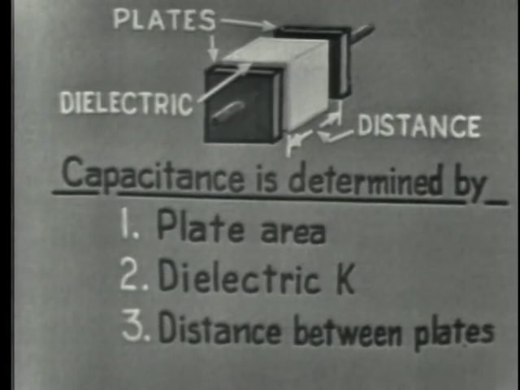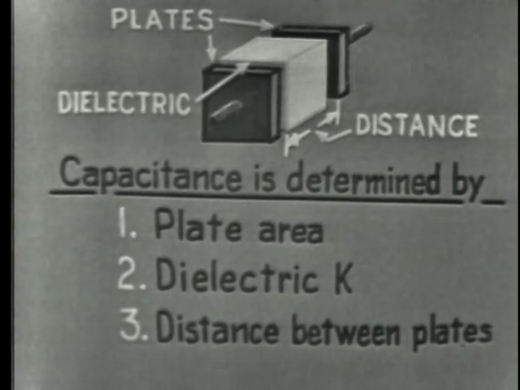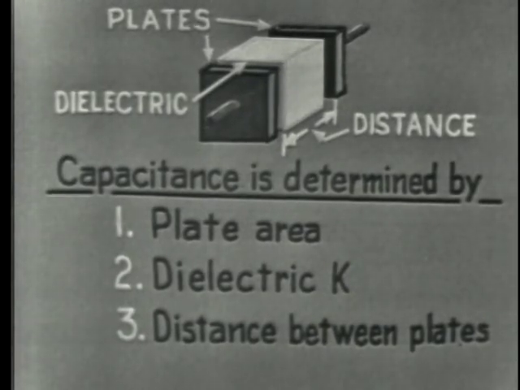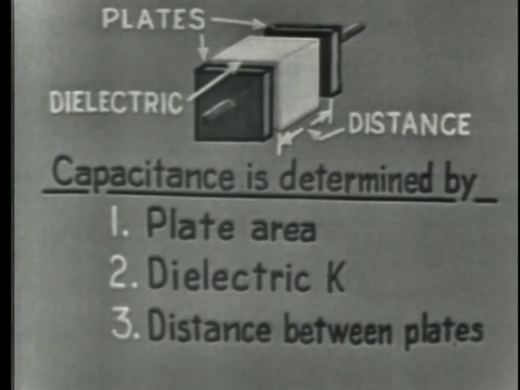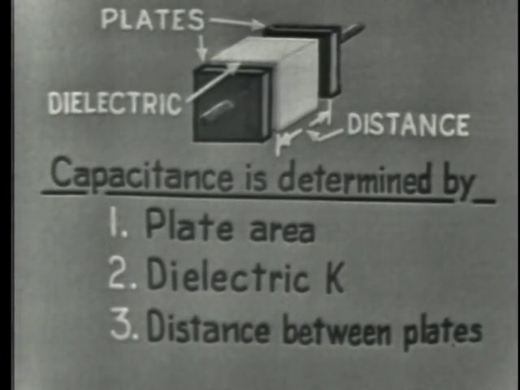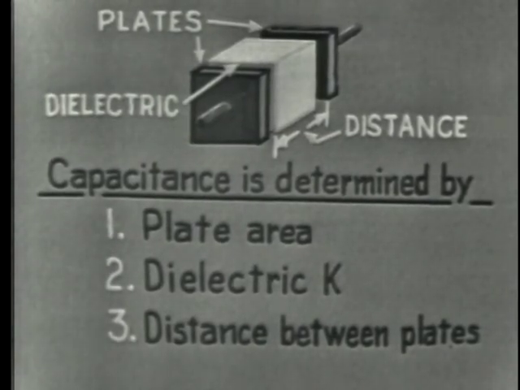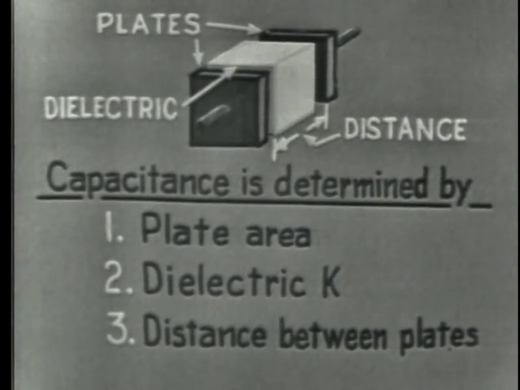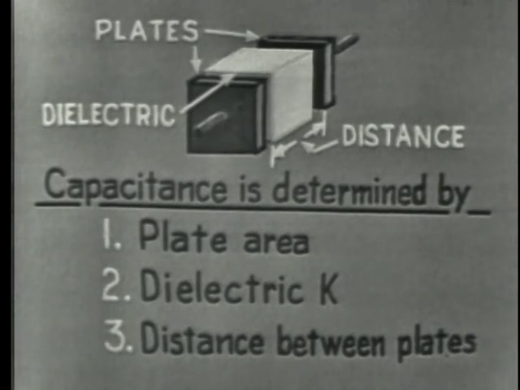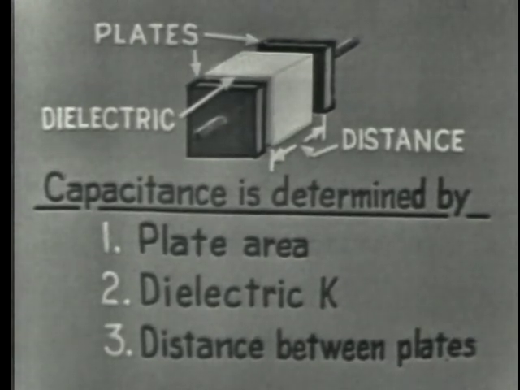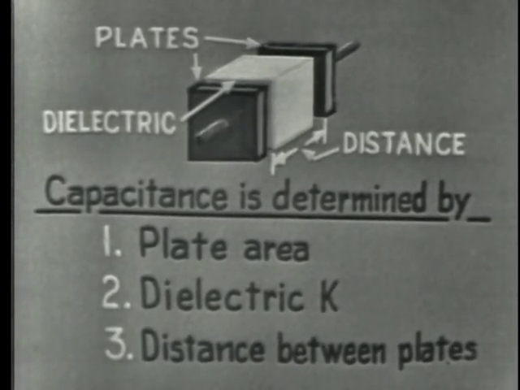Factor number two is dielectric constant, symbolized by the letter K. The greater the K value, the greater the capacitance. The distance between plates is factor number three. This factor works inversely. The greater the distance between the plates, the smaller the value of capacitance.